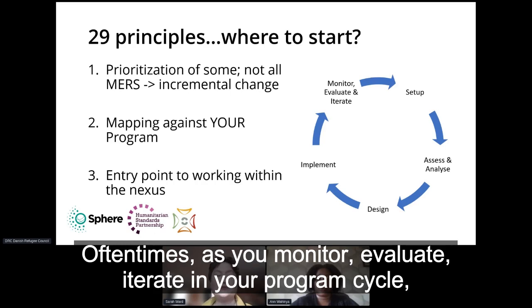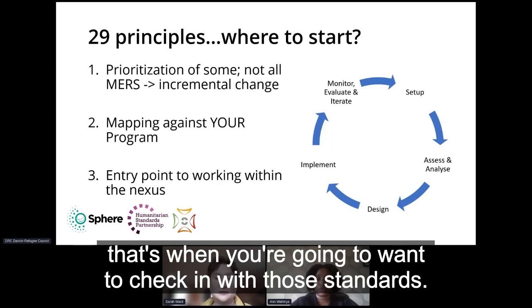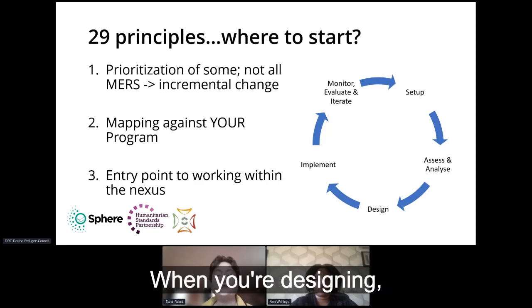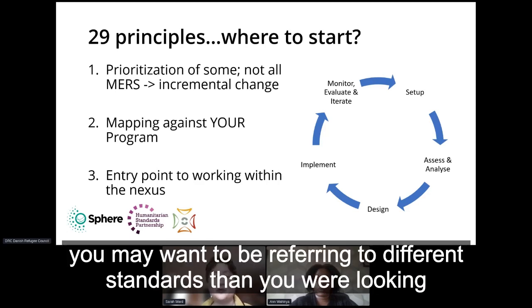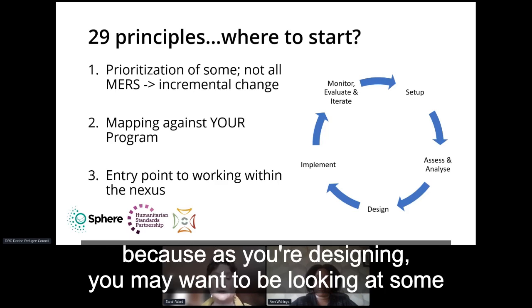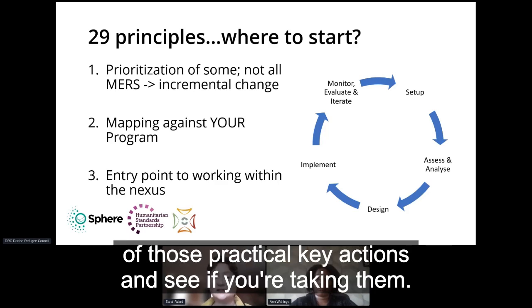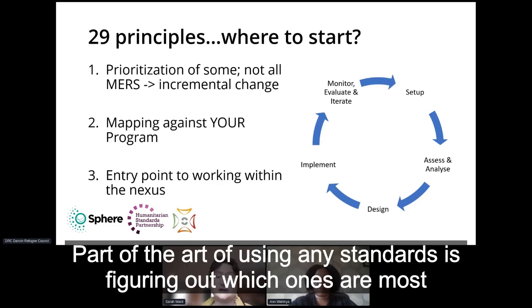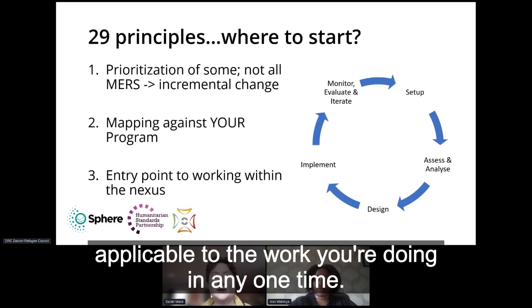Oftentimes, as you monitor, evaluate, and iterate in your program cycle, that's when you're going to want to check in with those standards. And we'll hear some of that from Anne, who will talk us through what Dreams did. When you're designing, you may want to be referring to different standards than you were looking at in the monitoring, evaluation, and iteration phase. Because as you're designing, you may want to be looking at some of those practical key actions and see if you're taking them. Part of the art of using any standards is figuring out which ones are most applicable to the work you're doing at any one time.